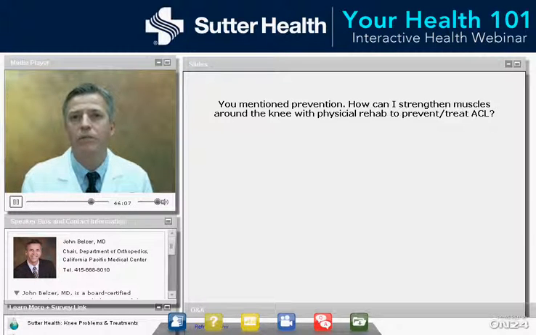So you mentioned prevention before. How can I strengthen muscles around the knee with physical rehabilitation to prevent ACL injuries? Well, as we talked about before, leg strengthening is very important. Just starting off with simple training, both in terms of cardio training and strength training, will help your ACL.